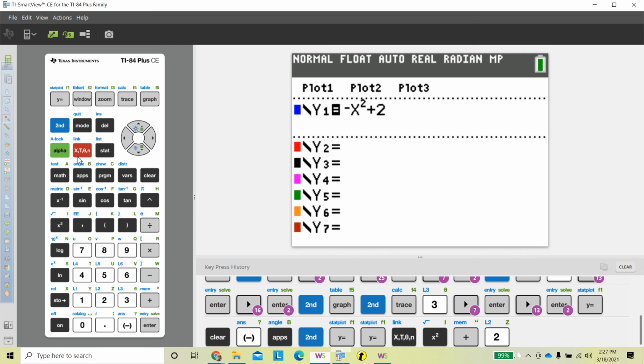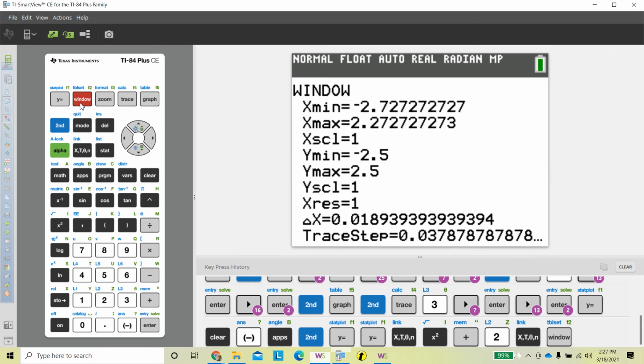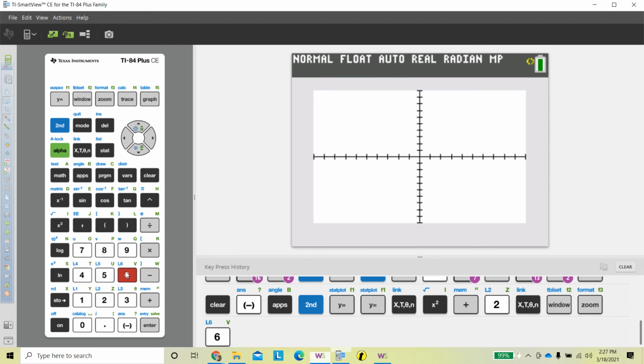Remember, we mess with our window, so click window. It's just a good habit to get into, so you're checking to see what your window is. You're like, oh yeah, I screwed it up with the last problem. So then you hit zoom 6 to get back to a regular window, and bam, there you got your graph. So that is what, a max or a min? Max, right? Looks like a mountain, mountain max.